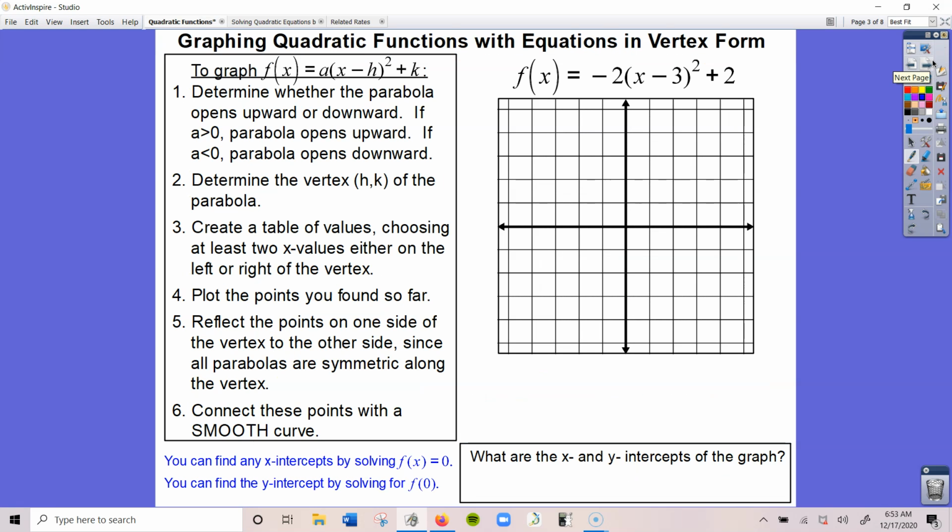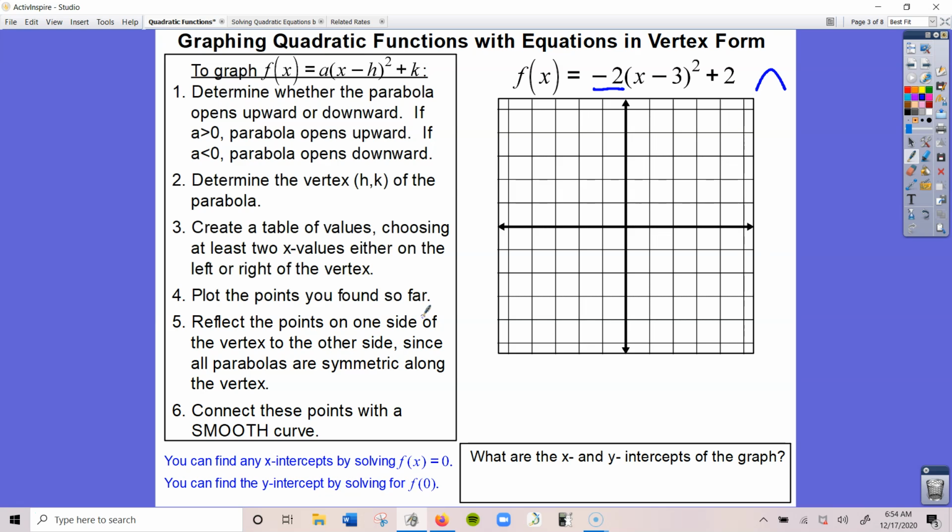Now let's have a look at how we could graph this function. And I put some steps here that we can follow, so we're going to go ahead and do that. First, we're going to determine whether the parabola opens up or downward, and that's based on A. And this is my A value, which is negative, meaning that my parabola is going to face downward. We don't necessarily need to know that information before we graph, but it's a nice way of checking if our graph is correct.